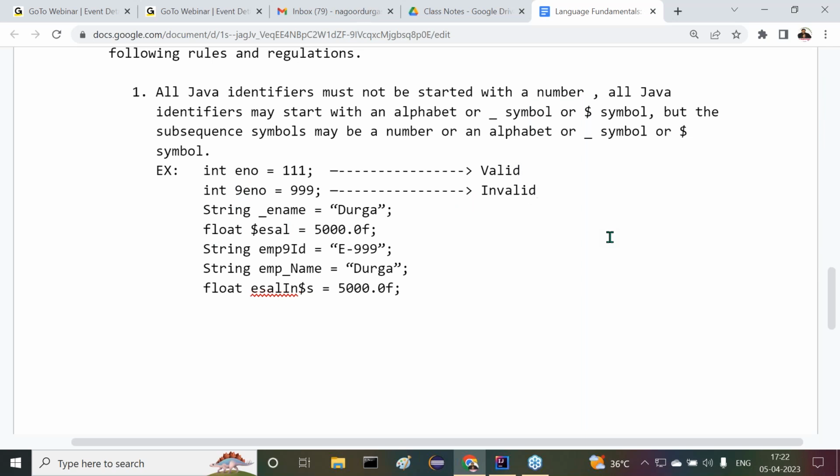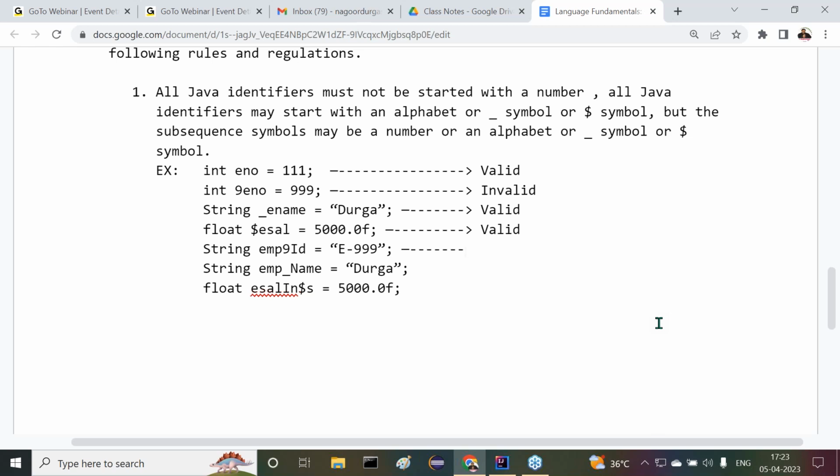Observe carefully. Now tell me, string underscore ename is started with underscore. Identifiers may start with an alphabet or underscore symbol, right? Yes, it is valid. Understand this clearly. Next one is identifier started with the dollar. Possible or not possible? Yes, it is possible. Dollar, valid. This is also valid. Started with dollar.